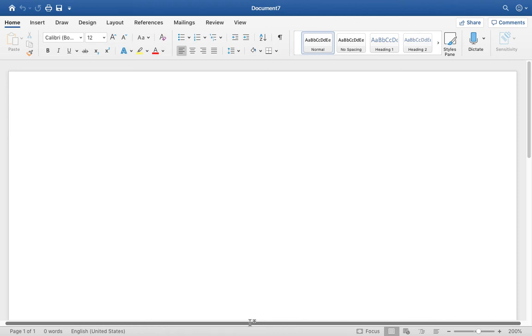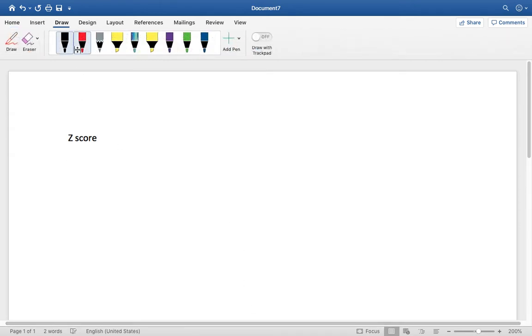What is a z-score? A z-score tells us how many standard deviations any particular item is away from the mean. So if I'm looking at a bunch of students taking exams and getting GPA scores, and the mean GPA score is, say, 3.0, the z-score will tell me how many standard deviations this particular student is away from the mean.